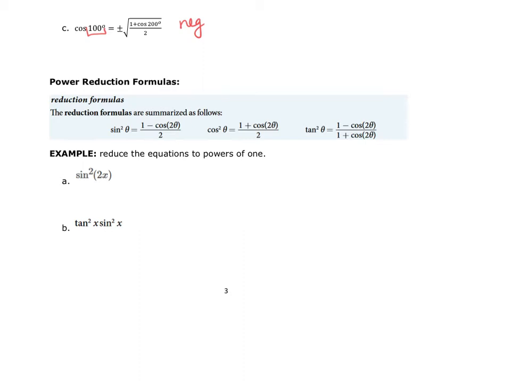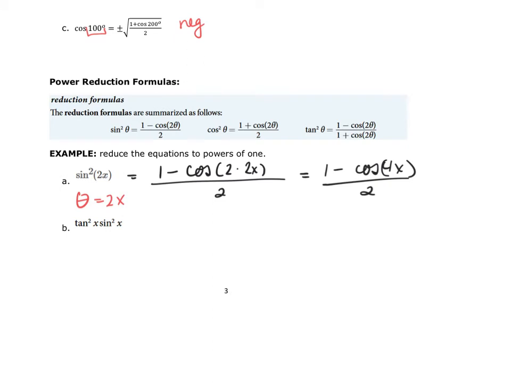So if I want to do the power reductions, I can write this as the sine squared of 2x. So wherever I see the theta, I'm going to replace it with x. So theta is equal to 2x in this case. So this is going to be equal to 1 minus the cosine of 2 multiplied by my theta, which is 2x, all divided by 2. And so this is going to equal 1 minus the cosine of 4x divided by 2, and that's all we want.